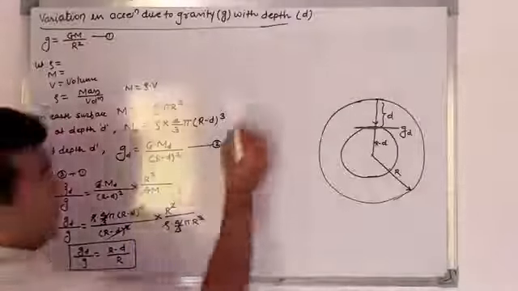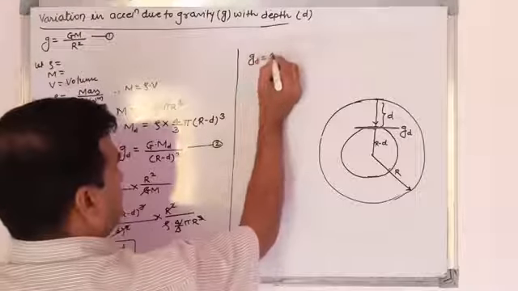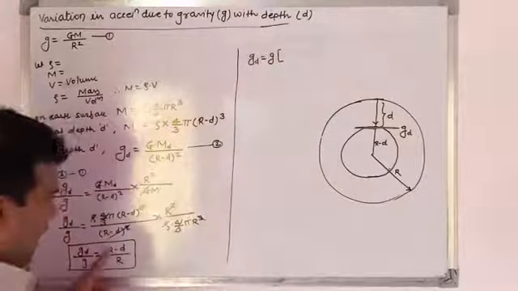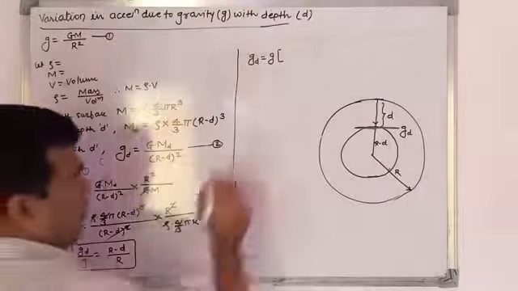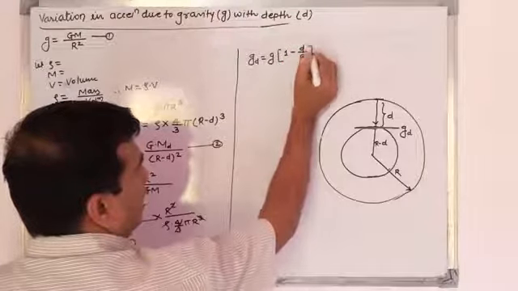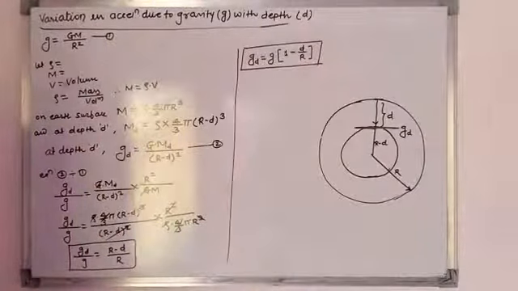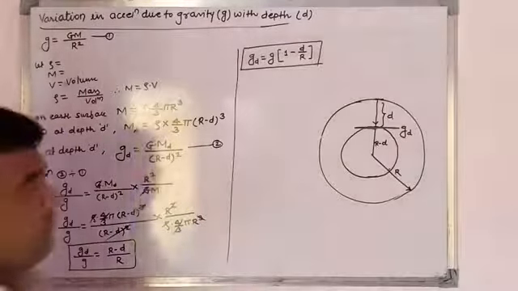This is the relation. Using this relation we can write gd is equal to g into r minus d upon r, that is, dividing by r. Therefore this becomes g into 1 minus d upon r, and this is the variation in acceleration due to gravity with depth d.